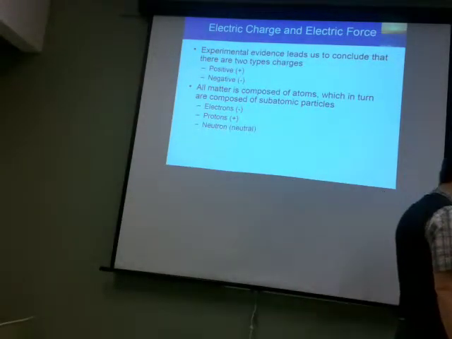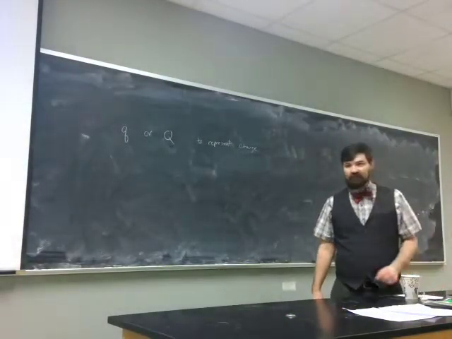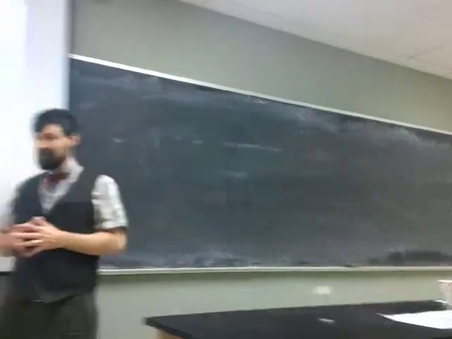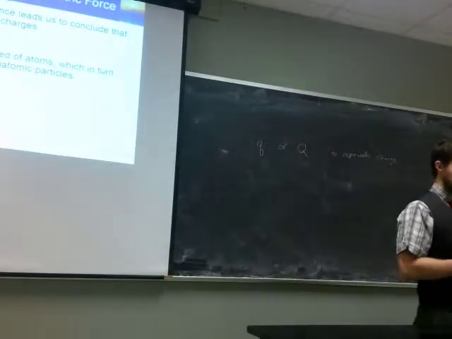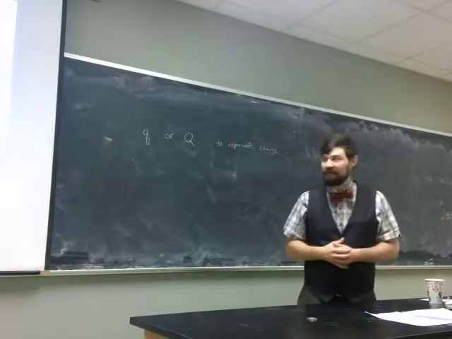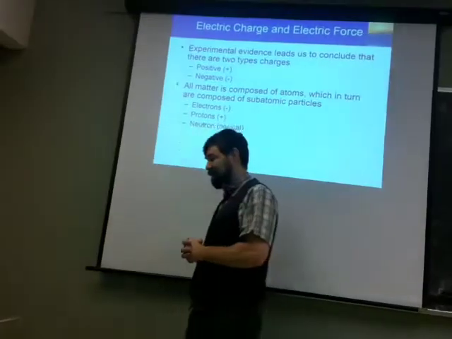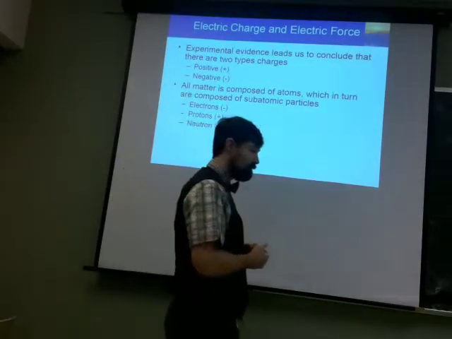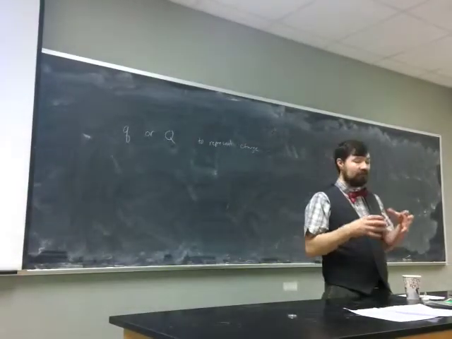Charges come in two types. We usually represent them as positive and negative. Basically, how we know this is because you can charge up an object and you can find that in some cases it will attract other charged objects and in some cases it will repel other objects. And so the basic conclusion that comes out of that is that if they have like charges, they'll repel each other. If they have unlike charges, they'll attract each other.